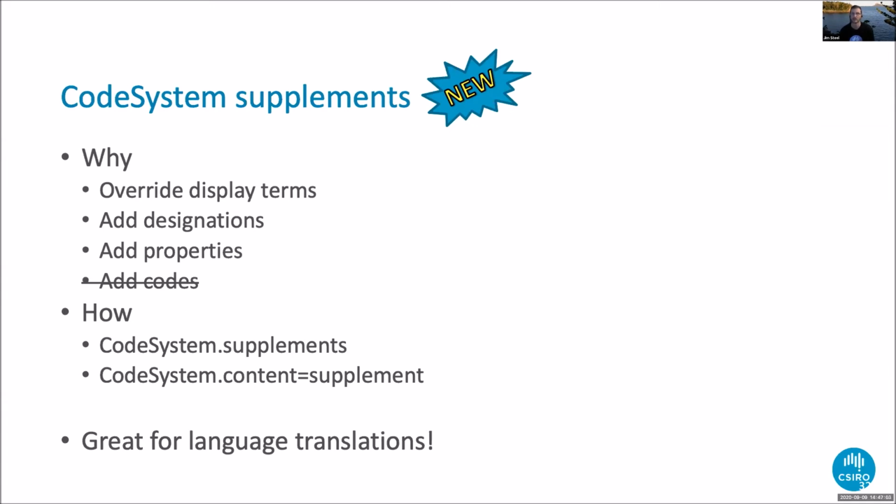Code system supplements allow you to override the display terms of codes in the code systems. They allow you to add new synonyms to codes in the code system, and they allow you to add properties to codes in that code system. What they don't allow you to do is add new codes to that code system, but it will let you do those other things, which is really important if you want to do a local language translation of the code system. The way you do that is you set the code system content element to be supplement, and then in the code system.supplements property, you tell it which code system you're modifying. So if you're modifying the HL7 administrative gender code system, you put that in the code system.supplements element over here.